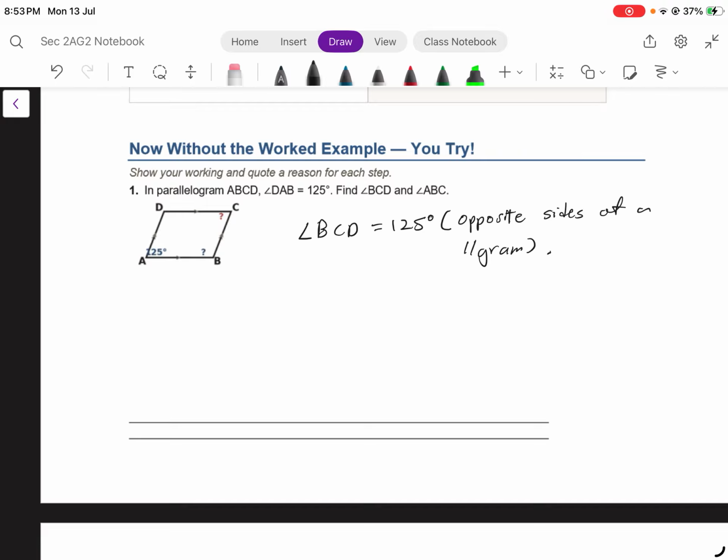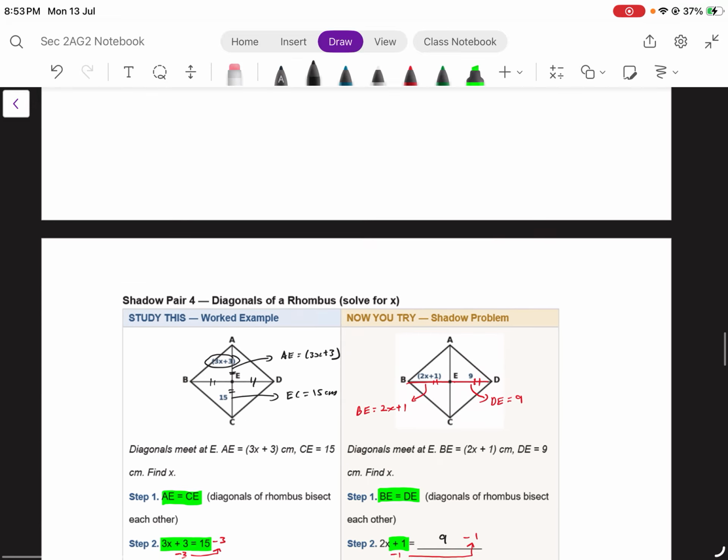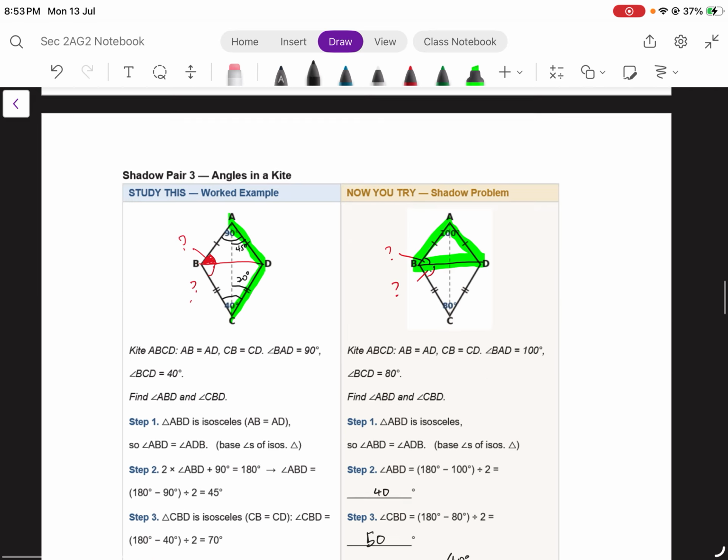Okay, then next one we have angle ABC equals 180 minus 125, which will give us 55. This is because of interior angles, and these two lines are parallel, so AD is parallel to BC. Quite simple. Anything you're not sure of, all these follow the order of the shadow pair. So this is shadow pair 1, and you can refer here and get your answer.